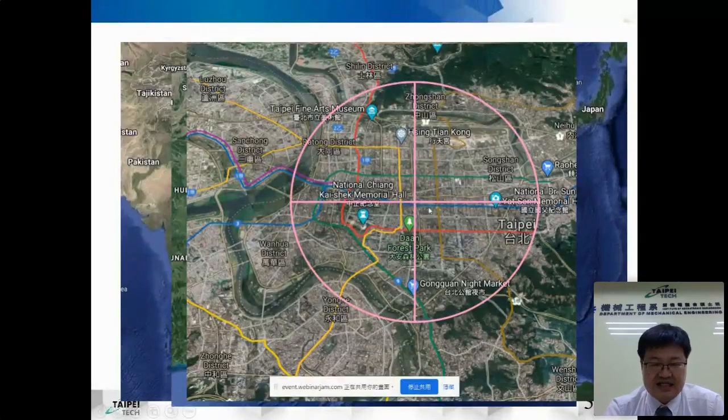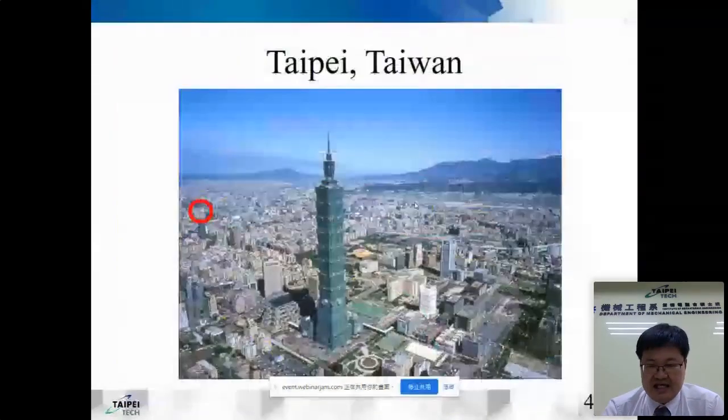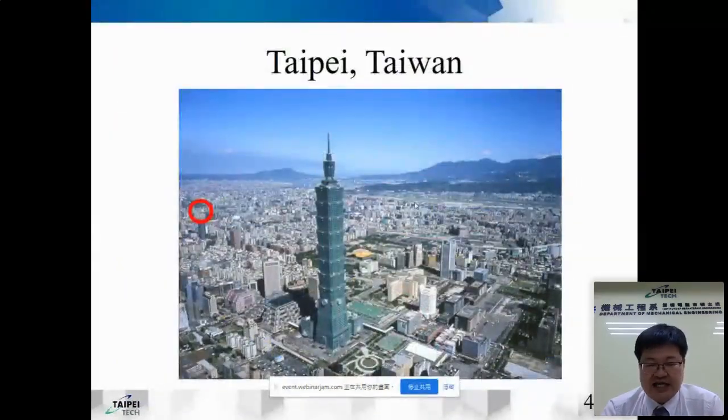At the center point here is our university. We are the heart of Taipei. And there's a famous landmark, the Sky Tower of Taipei, the 101 building. And on the other side, this corner is our university, not too far from this famous building.